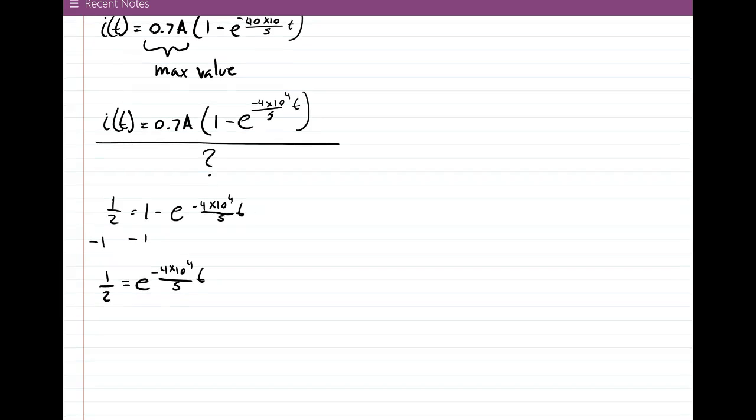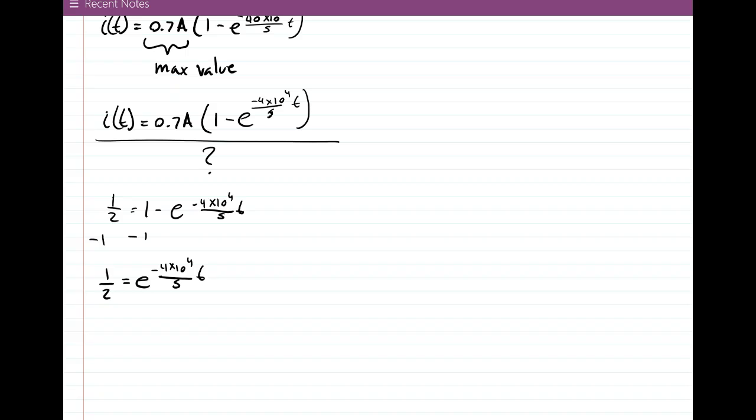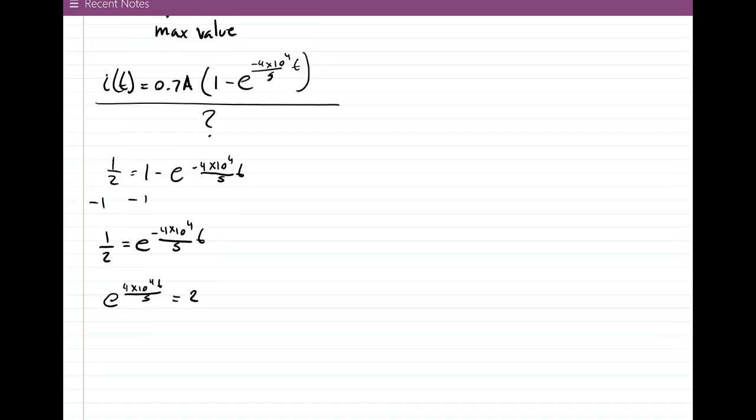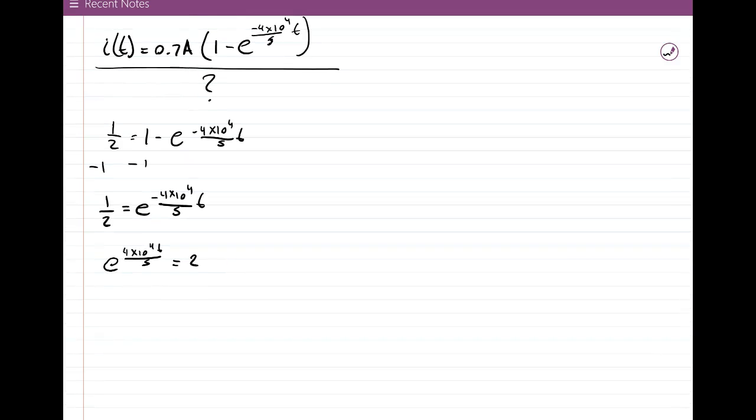Natural log of 2 is about 0.693. That's 1.73, so 17.3 microseconds. So 17 1/3 microseconds after that switch is closed, the current will reach that value.